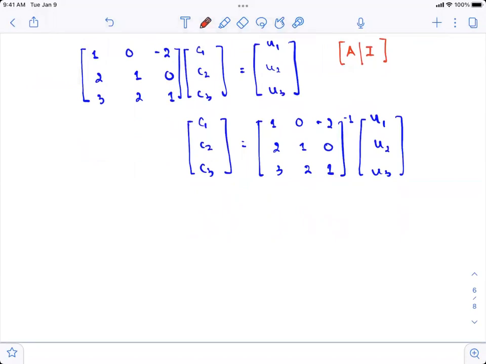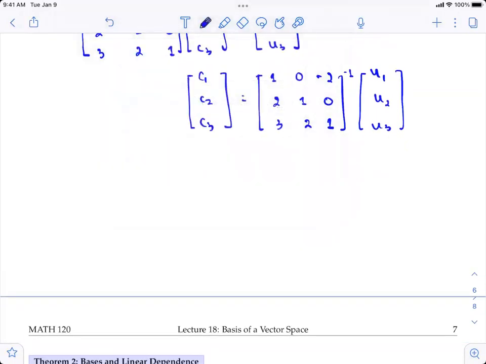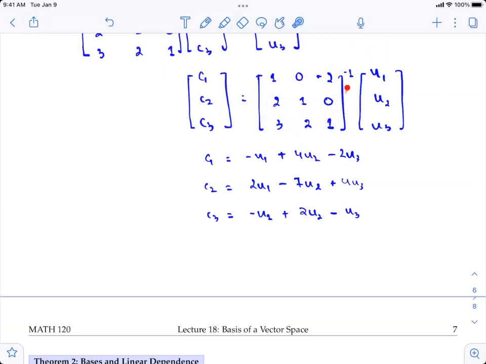So I'm gonna skip that and just write down the solution for C1, C2, and C3, because the idea is to see the unique representations of the basis. Assume that you know how to calculate the inverse of the matrix. Here, C1 is equal to negative U1 plus 4U2 minus 2U3. C2 is equal to 2U1 minus 7U2 plus 4U3, and C3 is equal to negative U1 plus 2U2 minus U3. All of these coefficients can be obtained from finding the inverse of the matrix A, right? From finding this particular matrix.